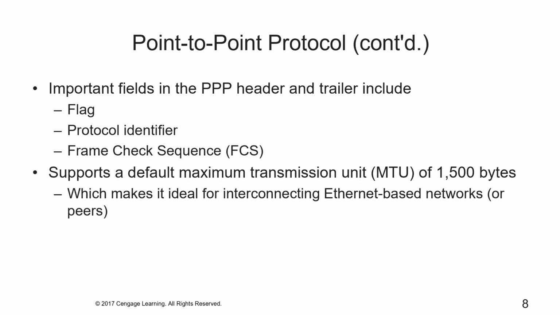Important fields in the PPP header and trailer are the flag, the protocol identifier, and the frame check sequence. And PPP supports a default MTU of 1500 bytes, so it's ideal for interconnecting Ethernet-based networks or peers.